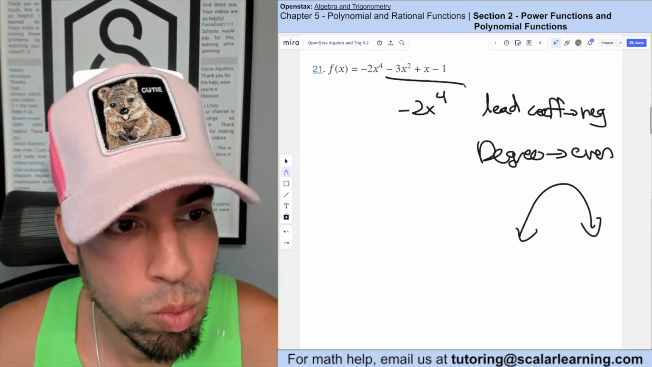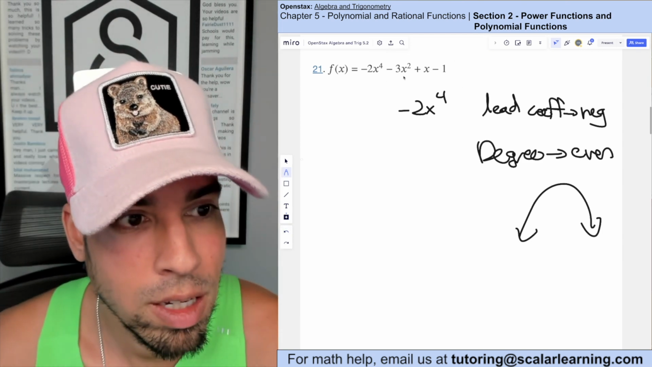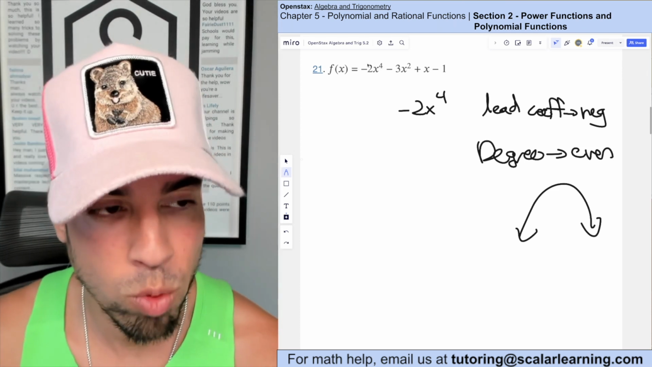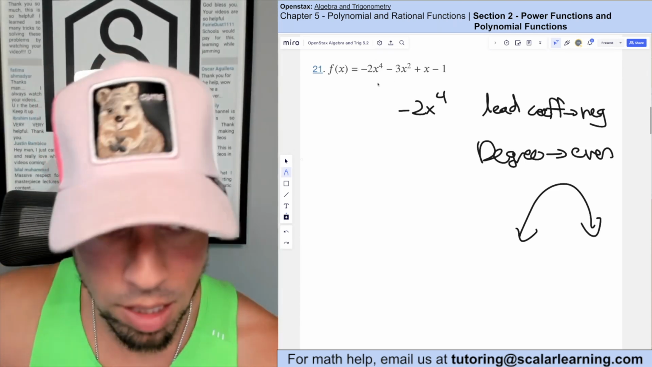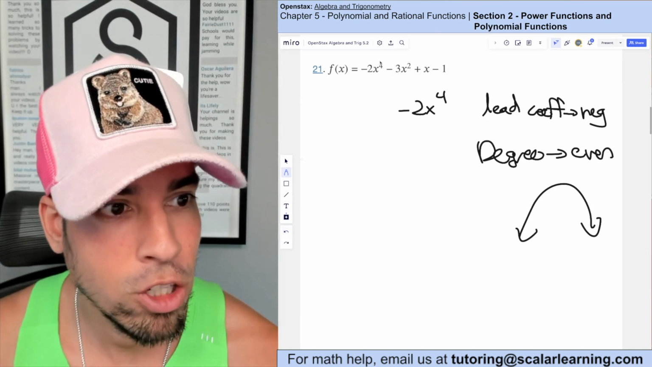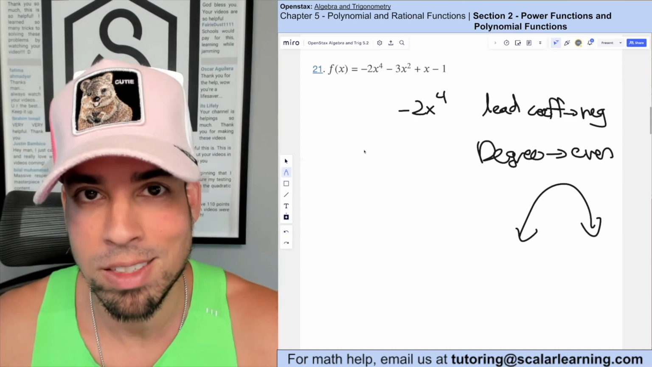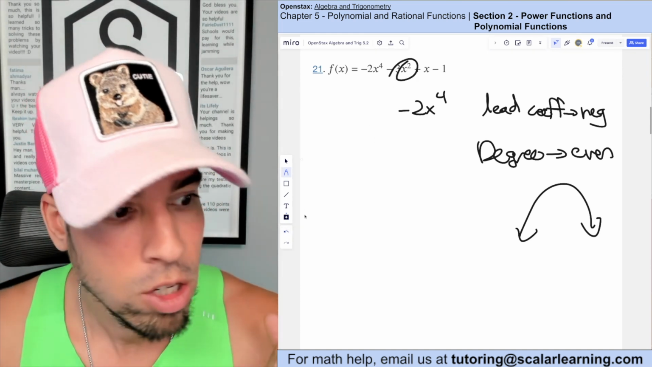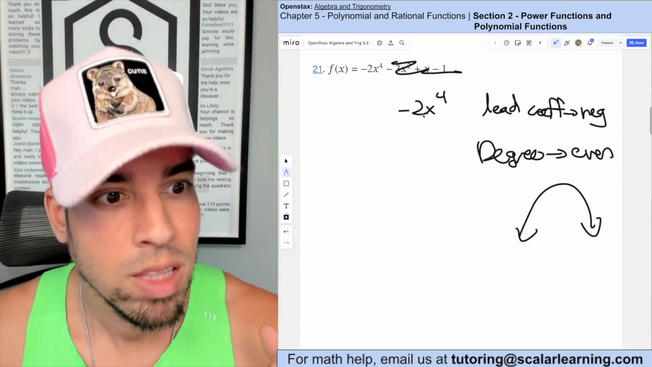But you might say, like, what about the rest of these? Well, the reason why we don't look at those is because as x gets really, really big or really, really small, meaning like negative 100, negative 1,000, these guys kind of don't have that much of an effect. Imagine a million plugged in for x. A million to the fourth power is so much bigger than a million squared. So these kind of become irrelevant. That's why we look here.